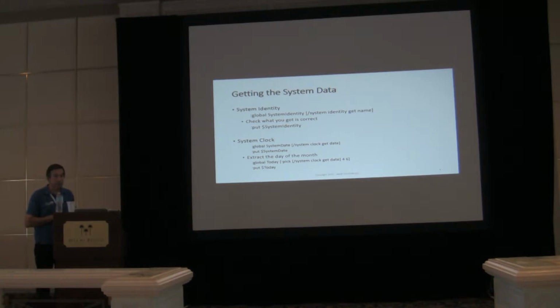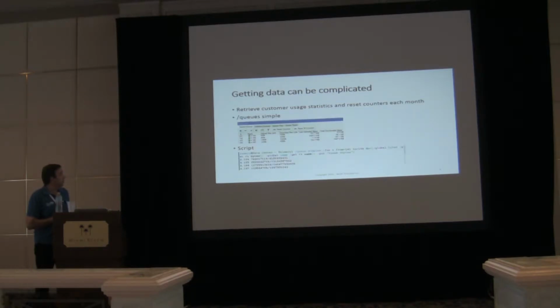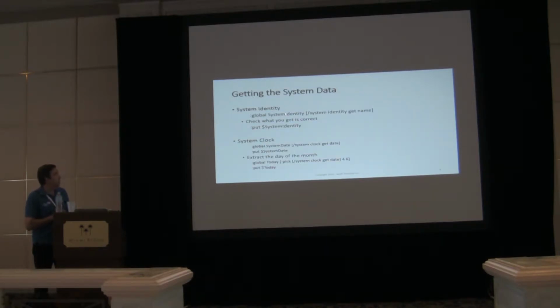So getting system data, some of it's rather easy to get. We can set a variable. Now, there are two types of variable. Global, it's there all the time once it's initialized in the system. Local's only there while the script runs. When the script stops running, anything that's local is gone. So we've said here, global, system identity, that's the name we've given the variable, and we've told it to go get the system identity, get name, and put it into system identity. If we want to use it then, we can just go put system identity. It gives us the system identity.